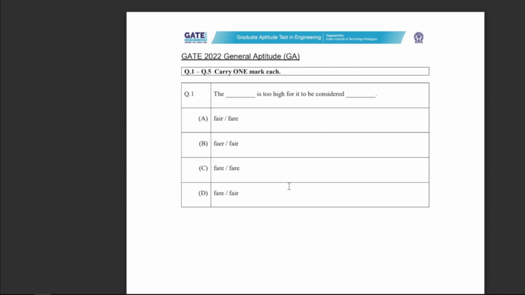So the first question that was in 2022, that is "the fare is too high for it to be considered fair." So here the answer is D, right?